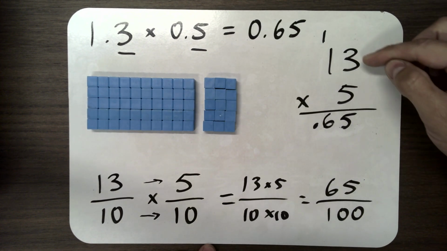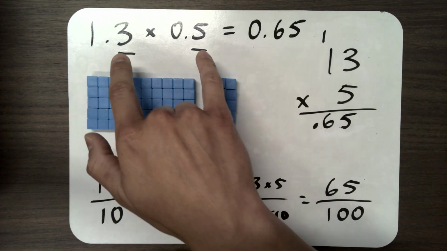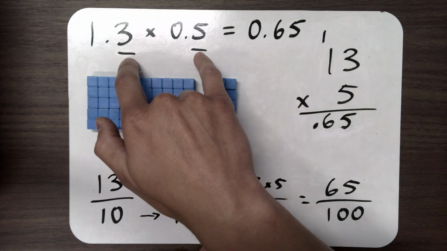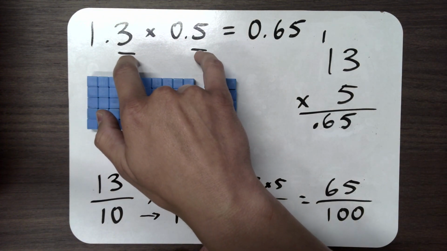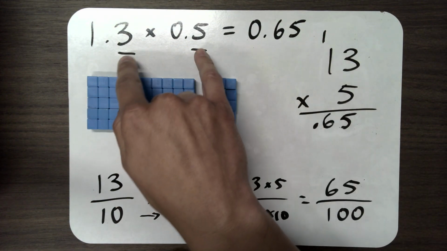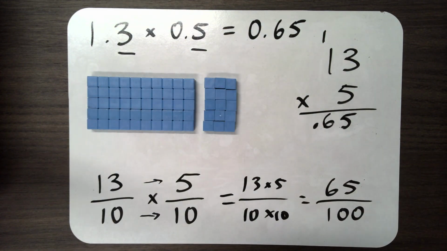So we treat this as a whole number multiplication problem. Count the number of digits to the right of the decimal point in our multipliers, and the sum of that is how many digits should be to the right of the decimal point in our product.